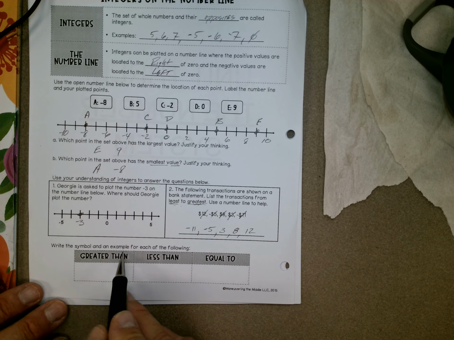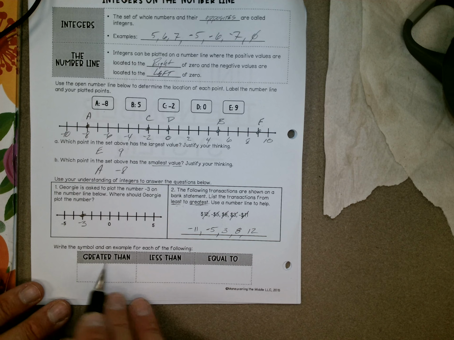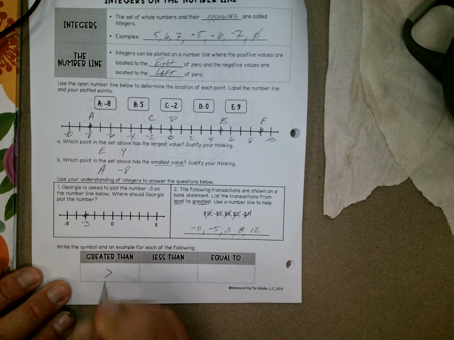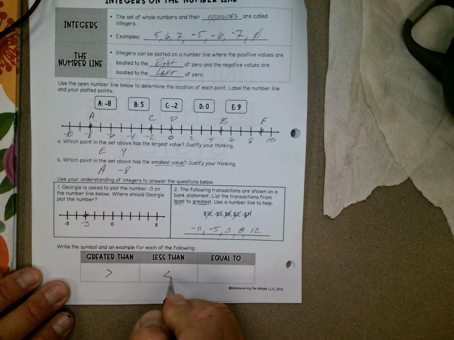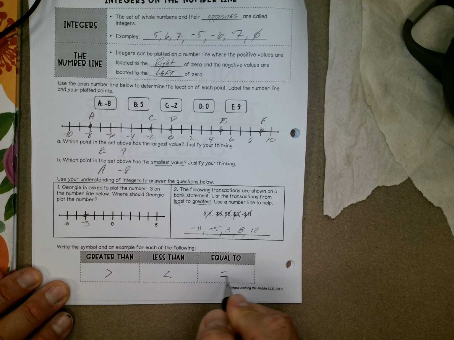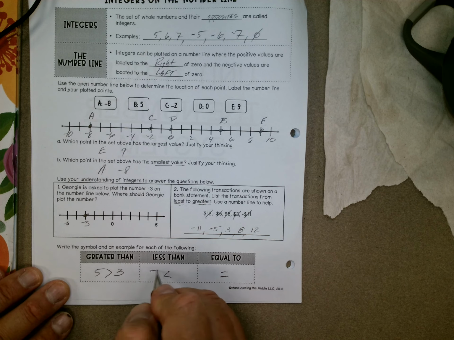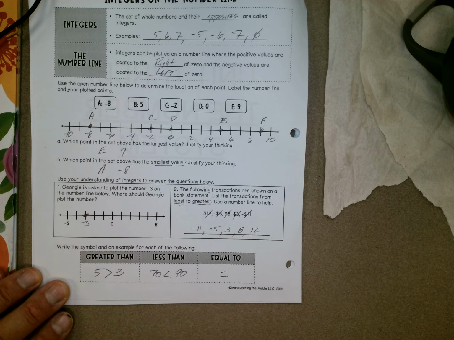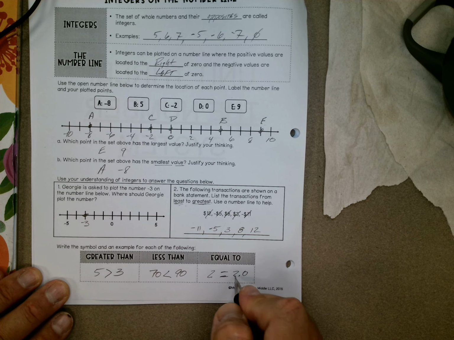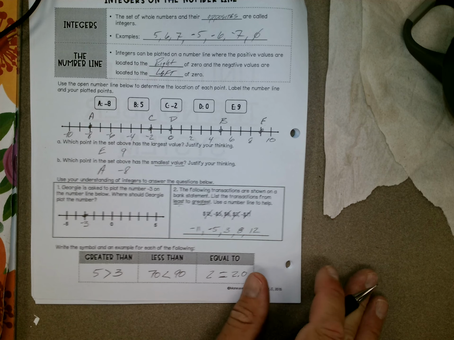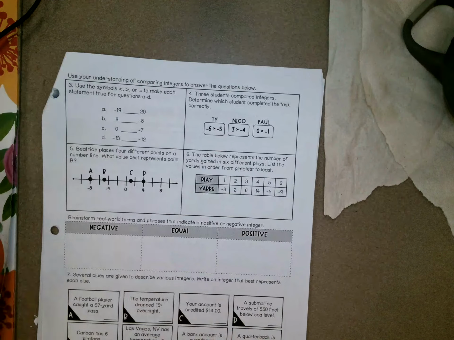Write the symbol and an example for each of the following: greater than, less than, or equal to. So when we use a greater than sign, we need that sign. We use a less than sign, we need that sign. And then equal to is certainly that. So 5 is greater than 3. 70 is less than 90, right? And 2 is equal to 2.0. Right? There's an infinite amount of examples that you can put down, okay? All right, let's flip it over and continue on.